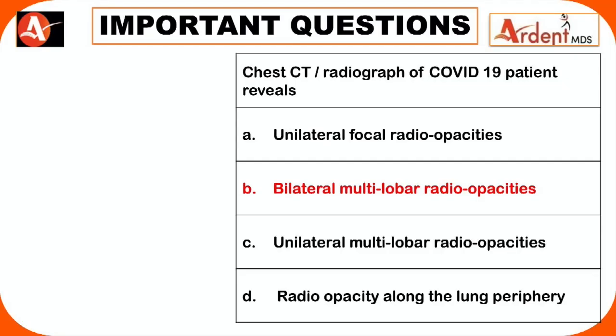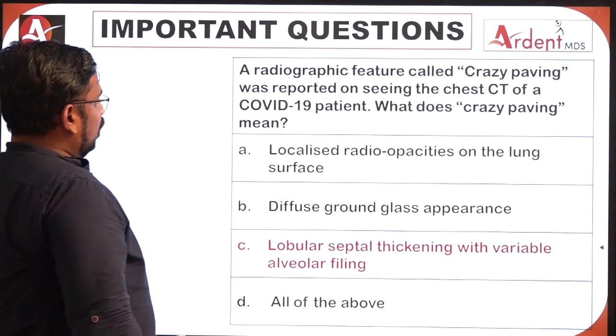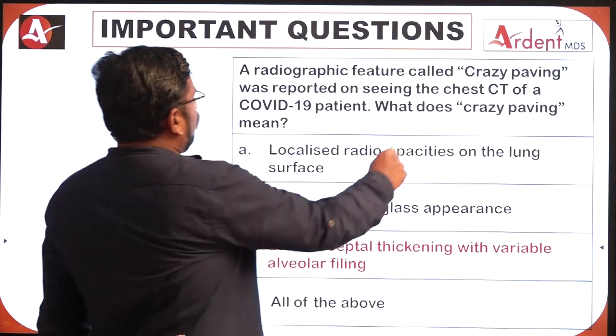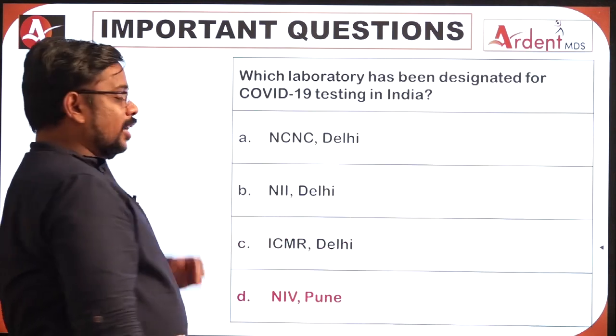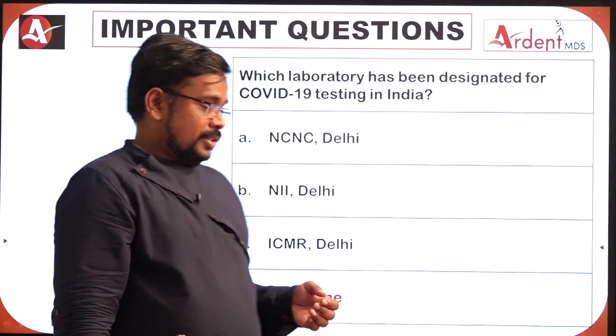Radiograph of COVID-19 patients reveals bilateral multilobar radio-opacity. You can see the radio-opacity present in the bilateral areas in COVID-19. And here they asked about what is called crazy paving. Crazy paving is nothing but lobular septal thickening with variable alveolar filling. So this is what is called crazy paving. This will be discussed during our radiological examination of COVID-19 cases.